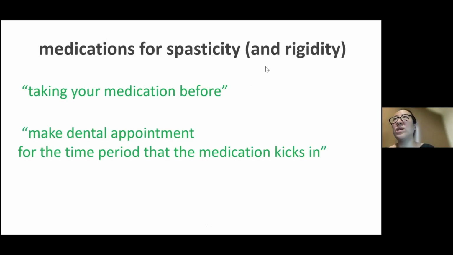With patients like post-stroke or Parkinson's, they would have medication to reduce spasticity and rigidity. So make sure that the patient takes the medication before, or make sure that the dental appointment is at a proper time so that the medication has already kicked in. Normally, anti-spasticity medication takes only 10 to 20 minutes to kick in. But for Parkinson's, rigidity and tremor, it would take about an hour and a half to 2 hours to kick in. So if the patient takes the medication at 8 in the morning, then you would make the appointment at 10 in the morning, for example.